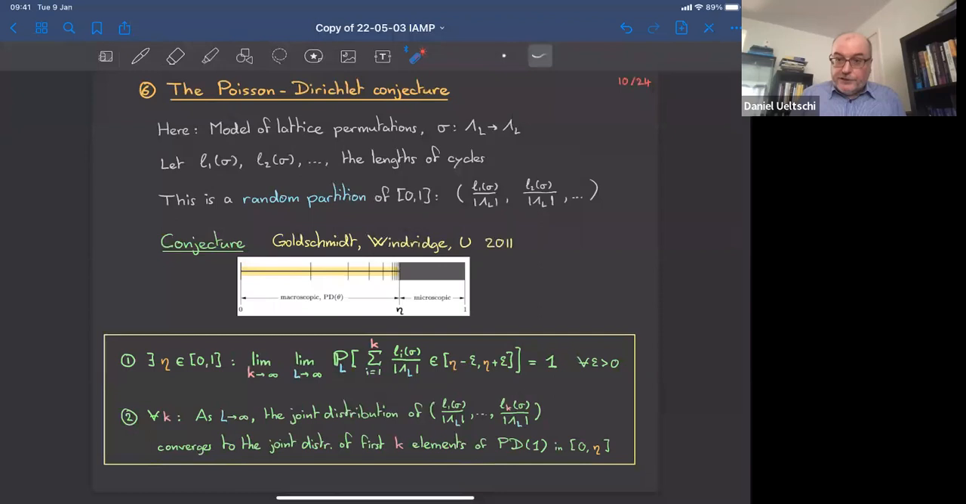So for dimension 3 and given beta, we may or may not have an eta. By the way, this eta could be 0. That's the case where all the cycles are small. So in high temperature, this eta is 0. But it is expected that there is a critical beta above which this eta becomes positive. And so eta depends on beta. And then we have these properties over here. The dependence on beta is only through this eta. So this is the Poisson-Dirichlet conjecture, that in many models we have this structure.